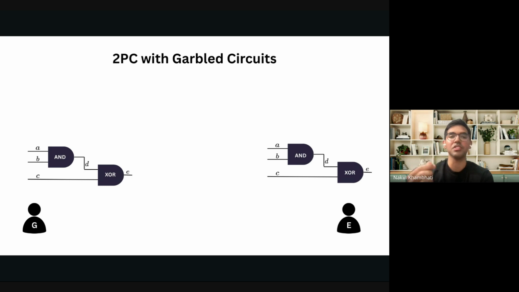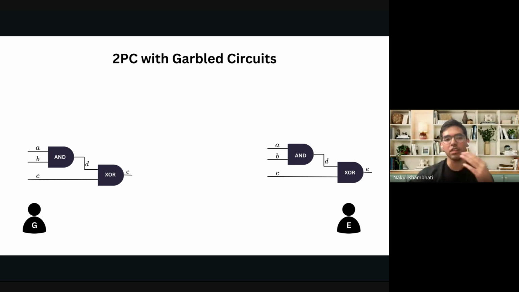Remember, I said MPC is a general tool. You can use it for any function. And because it's constant round, this is especially useful in high latency settings, and it's usually the most efficient way to do MPC there. At a very high level, this is how a GC protocol works.